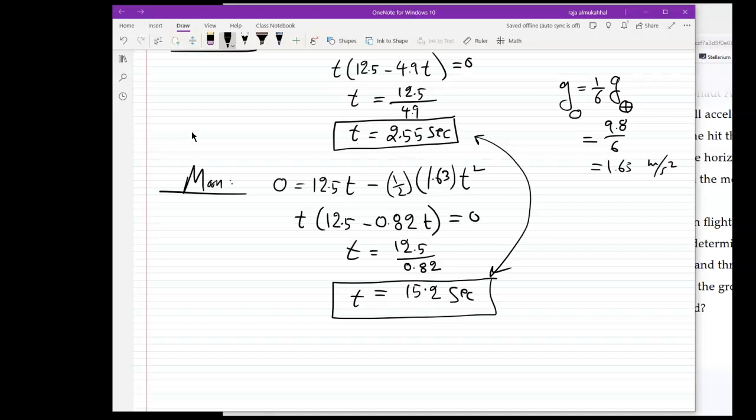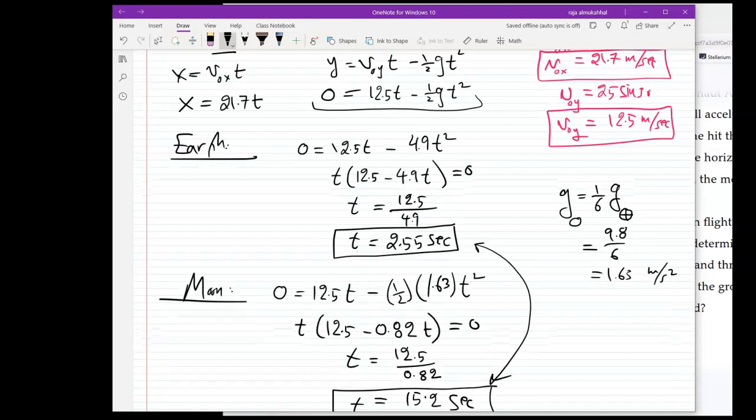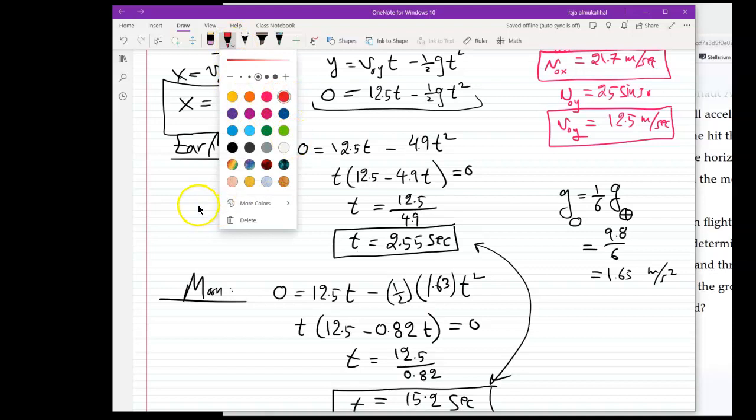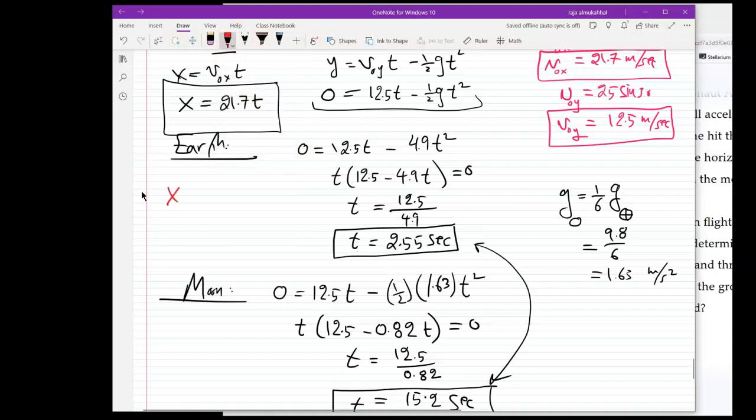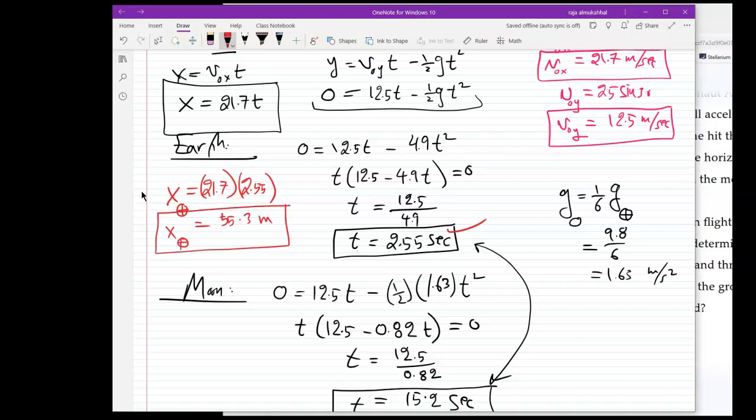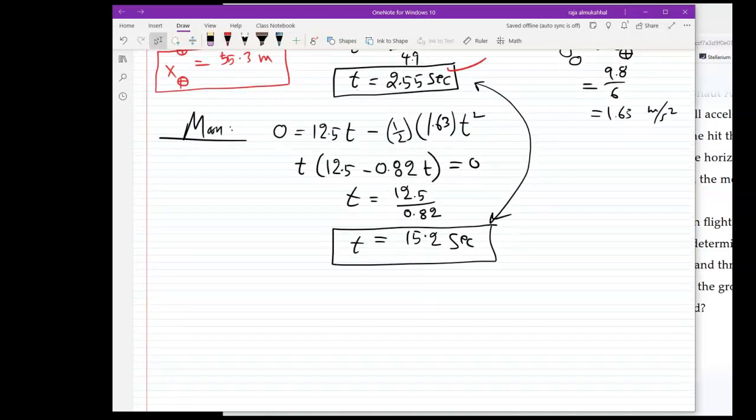Now we come to the range. So back to the Earth here. And the range, basically, we're going to use this formula. Let me just squeeze this here with a different color. Let's use red. So the range for Earth is going to be 21.7 times 2.55. Here's the 2.55 right here, the time. So how far is it going to go? 2.55 times 21.7. Answer, 55.3 meters. So it's going to go 55.3 meters on Earth.